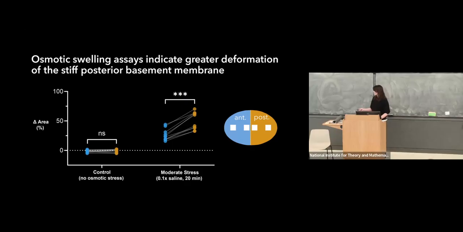So I'm showing you here my control where there's no osmotic stress, as well as this osmotic stress condition. Each of these little dots is going to be the average of marks for one egg chamber in their respective regions. And this is a really consistent trend that I would see where the stiff posterior is deforming more.